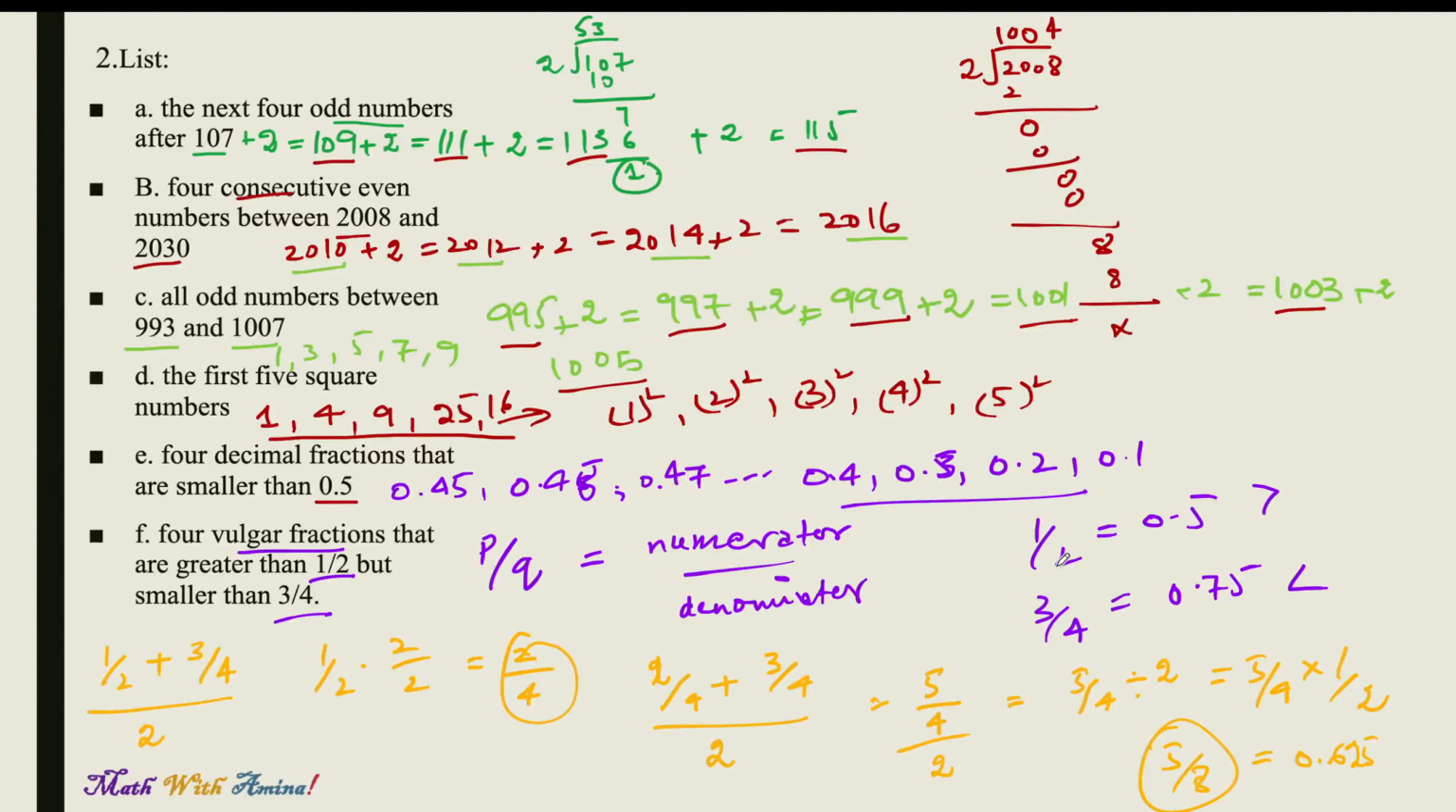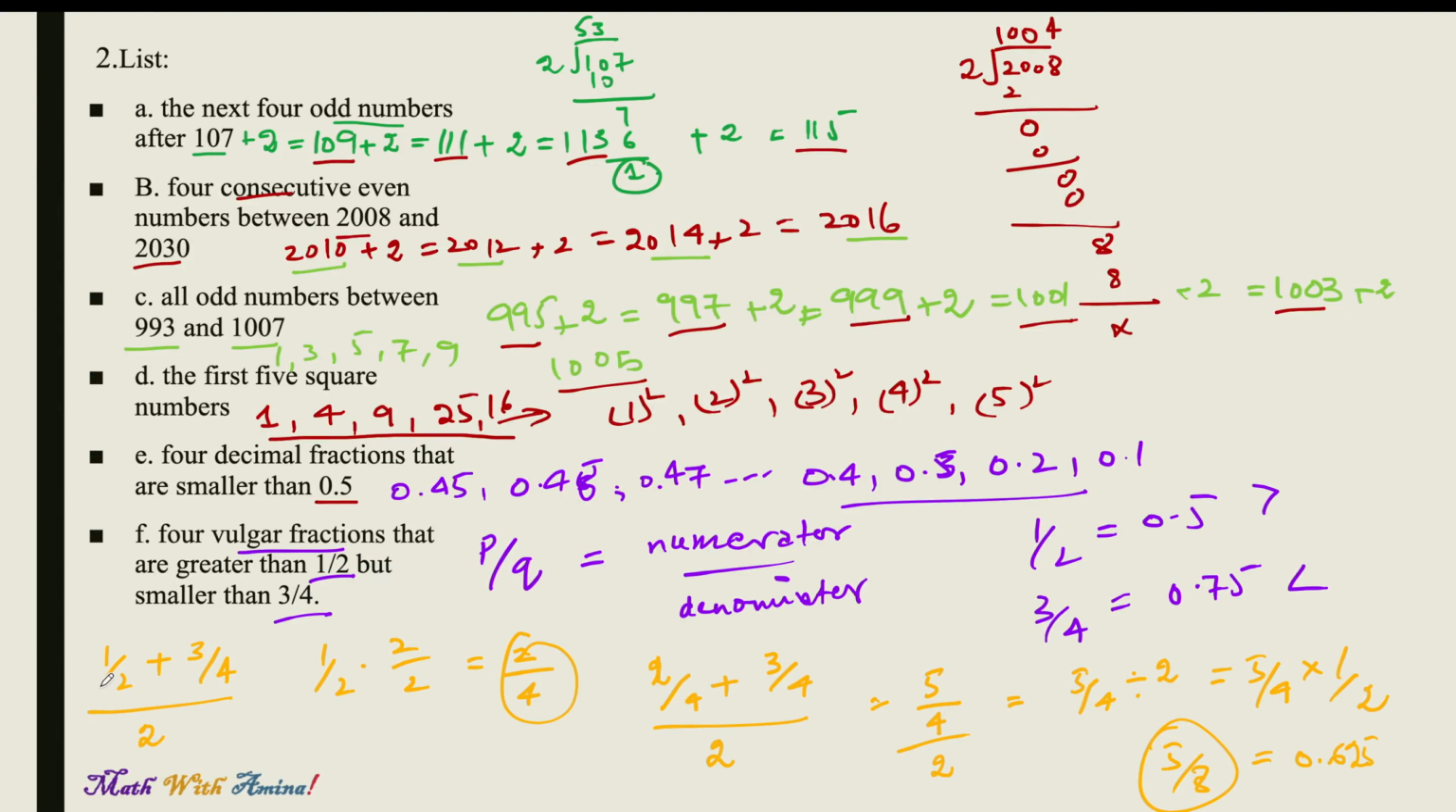So in here we know that we are having 1 by 2, which is equal to 0.5, and we are having 3 by 4 given in the question, which is equal to 0.75. So we have to find the vulgar fractions that are greater than 0.5 and less than 0.75. There is an easy method for doing so. We take the average of the already given two vulgar fractions.